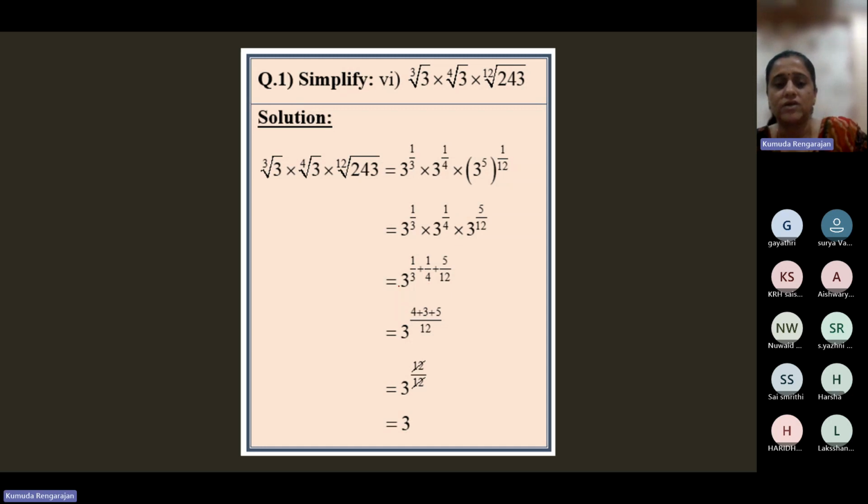That you can do, right? So add the powers, take the LCM, and you get 12 by 12. So 12 and 12 cancel. So it's 3 to the power 1, which is 3.